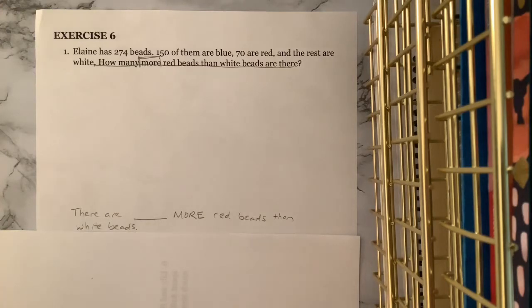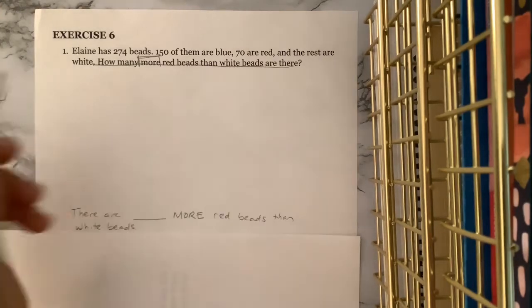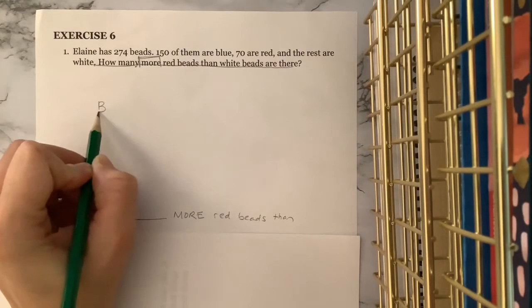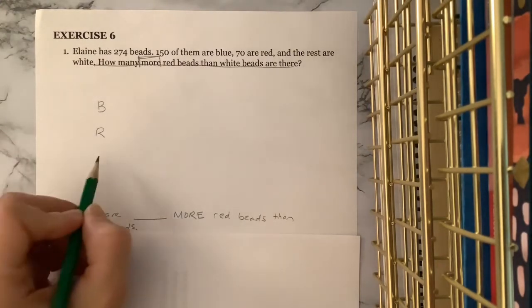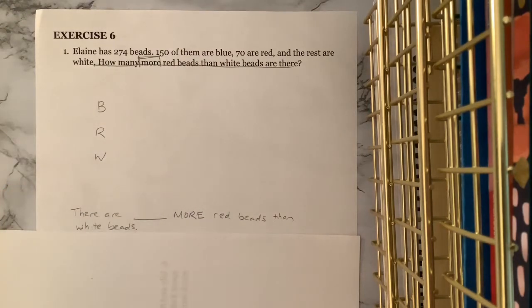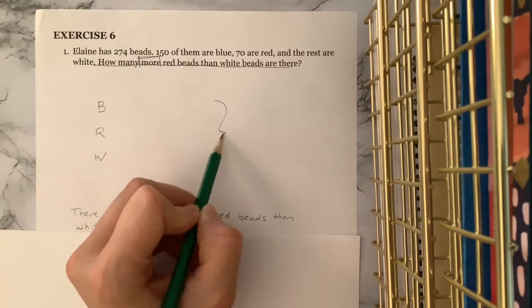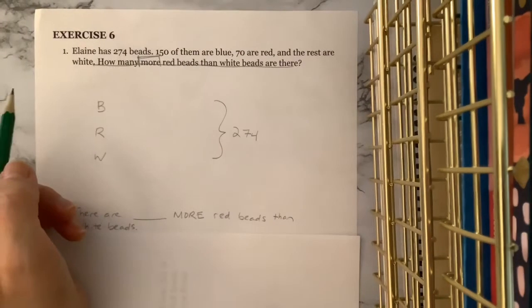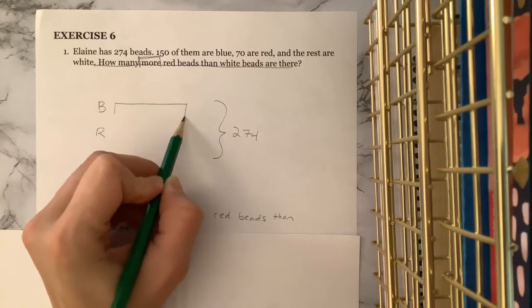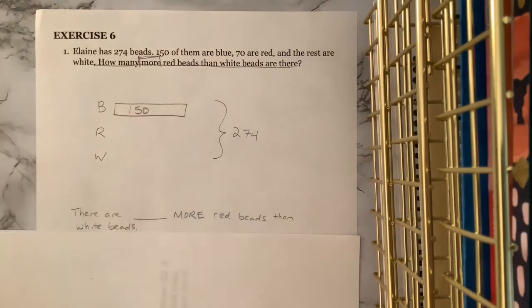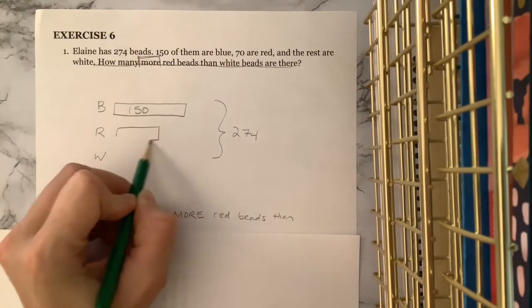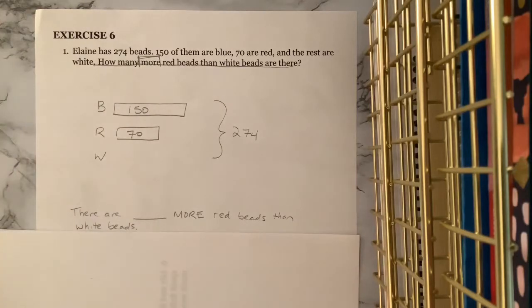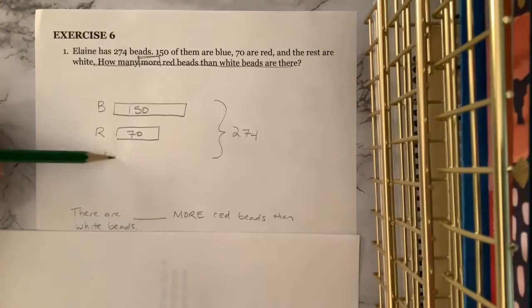Who or what is this problem about? So this problem is going to be about beads, and more specifically, we're going to be talking about blue beads, red beads, and white beads. We are being told that in total, Elaine has 274 beads. We're then told 150 of them are blue, 70 are red, so our unit bar should be a little bit smaller. We want to make sure that we're lining up on this left side here.